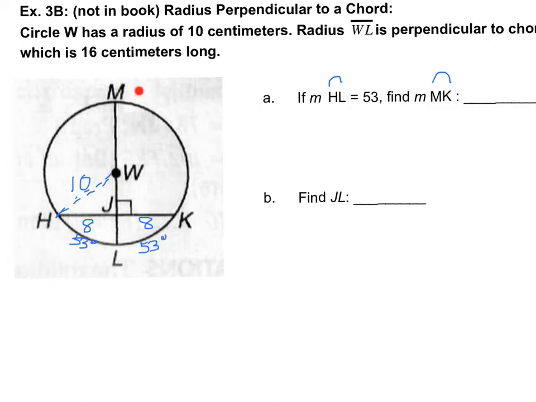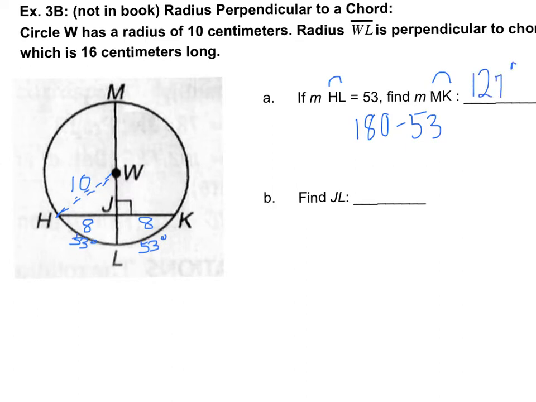And we're going to remember that from M all the way to L is also known as a semicircle. So that's our magic number 180. And so I'm simply taking that 180, subtract off the 53 that I know LK is, and I get 127 degrees.